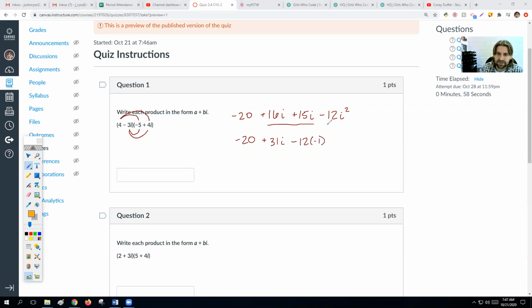So if you want to, you can almost kind of skip this part here and just, I'd like to write it as -20 plus 31i plus 12. So now we combine this positive 12 with the -20. Let's put our real number first. So that would be a -8 plus 31i. And that would be the answer there. And you just type it out like that.